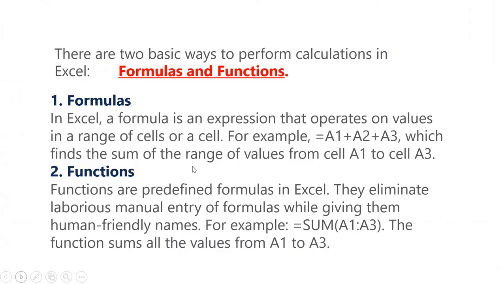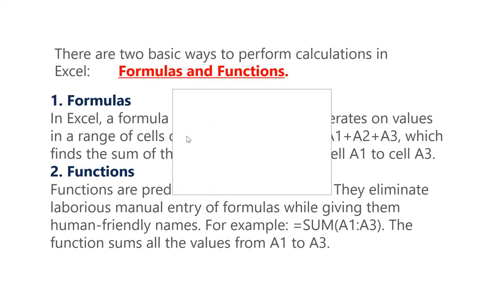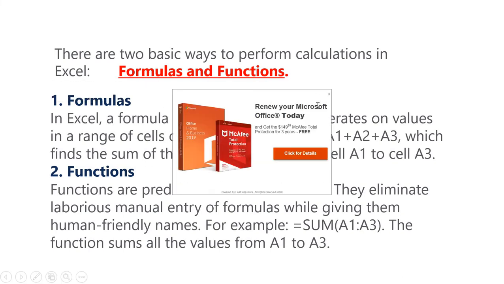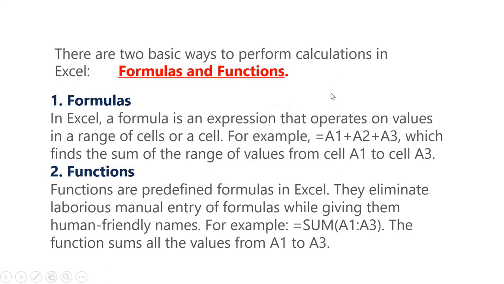Okay. Now there are two basic ways to perform calculations in Excel: formulas and functions. Formulas. In Excel, a formula is an expression that operates on values in a range of cells or a cell. For example, is equal to A1 plus A2 plus A3. It always begins with is equal to symbol, which finds the sum of the range of values from cell A1 to cell A3.